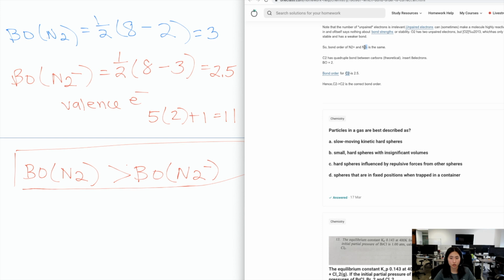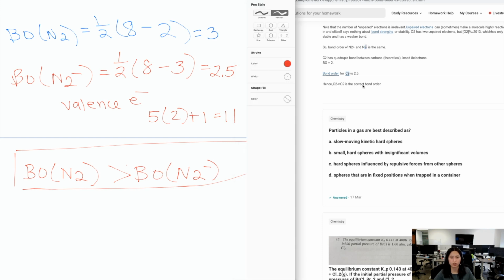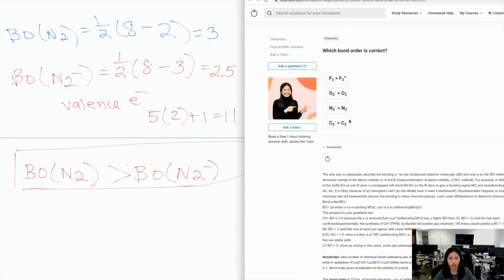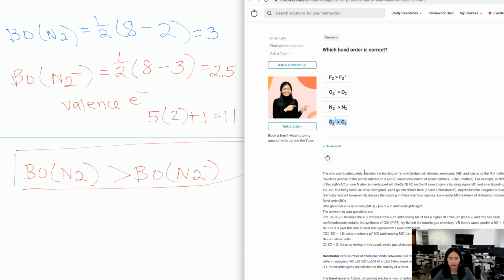However, they're looking at N2 minus as well, and we're also looking at N2 minus. But then we're comparing two different things, right? So I would stick to this: N2 and you have N2 minus. And then you have C2 minus and C2, right?